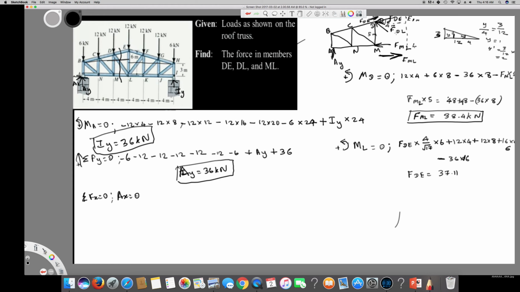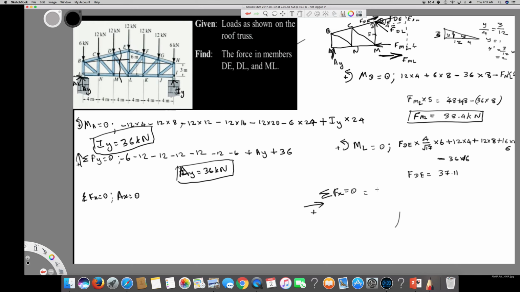Now I have only FDL left. I can either find it from horizontal components or vertical components, but if you see, we have too many vertical components. For horizontal components, we have only FDL, FML, and FTE, three things. So it's better to choose horizontal components. So let's see, sigma Fx is equal to 0. Since I take this direction positive, these two become positive.